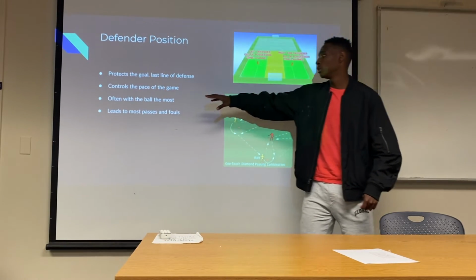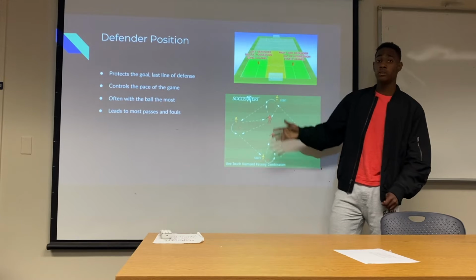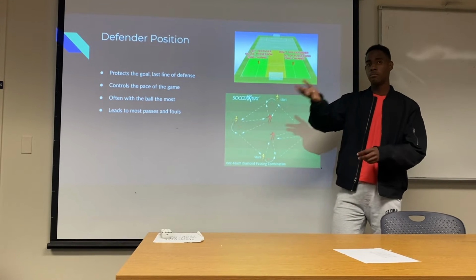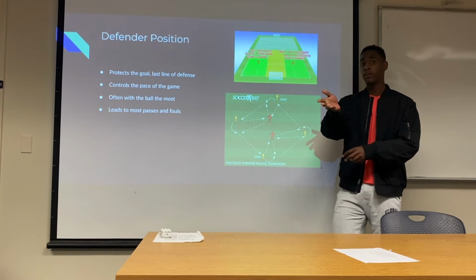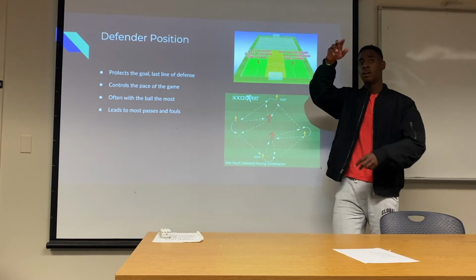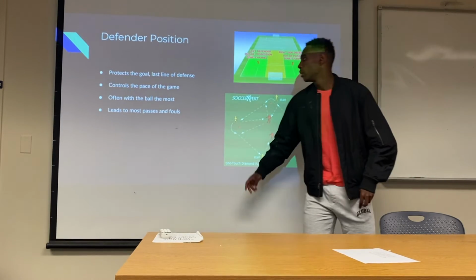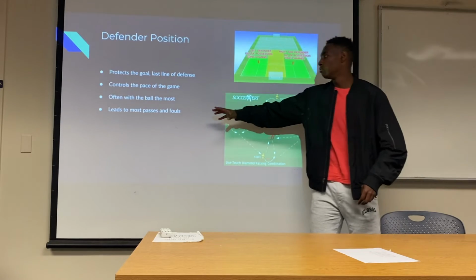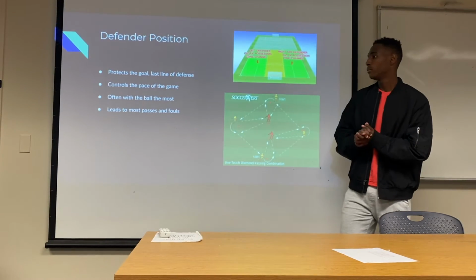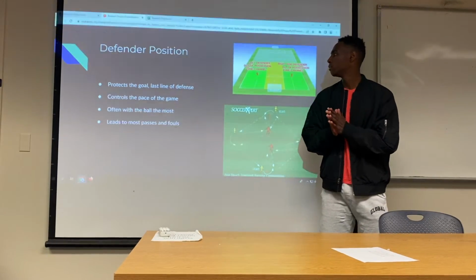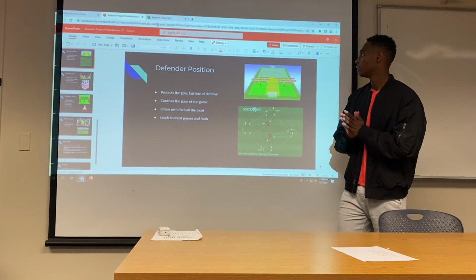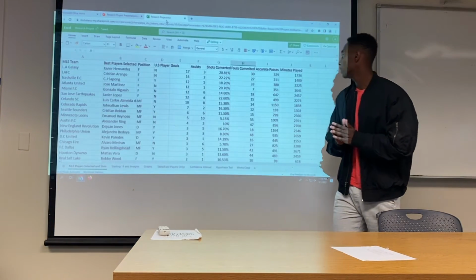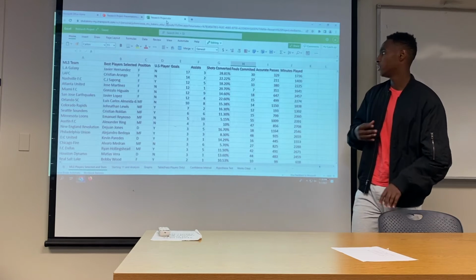Often, they are with the ball the most because they need to drive the ball and make it reach either the midfielders or, with a long pass, the wingers or forwards. And they often lead in most passes. And if John can pull the data up here, we can see all of what I said.